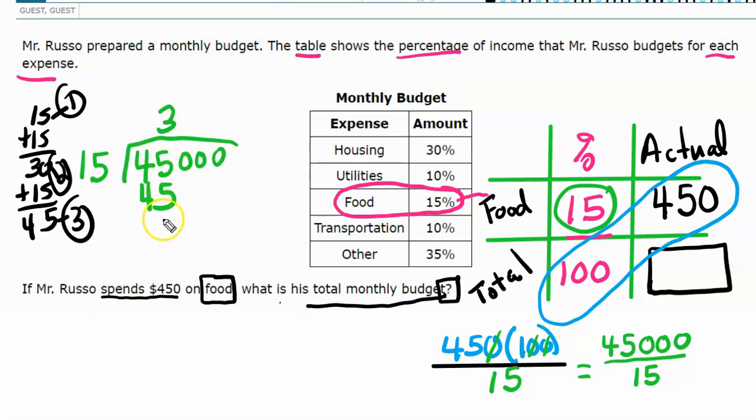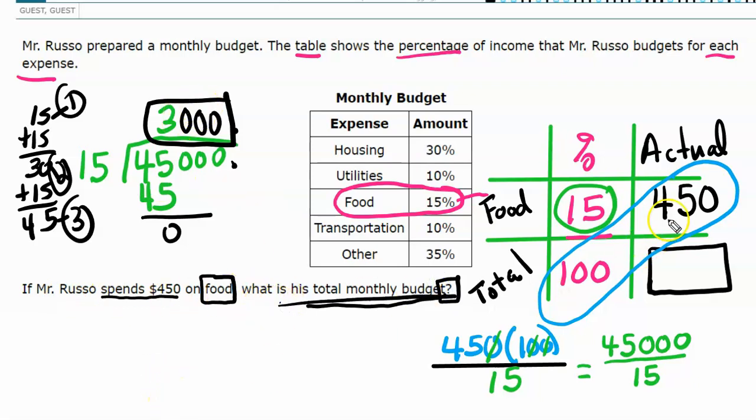Now remember, the answer is not 3. Our decimal point is right here. So our answer is $3,000. Mr. Russo's total monthly budget is $3,000. $450 is part of the $3,000.